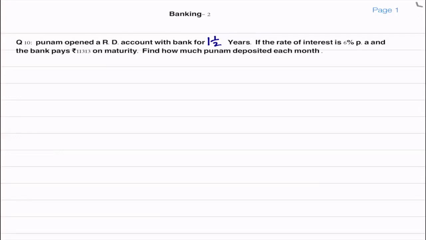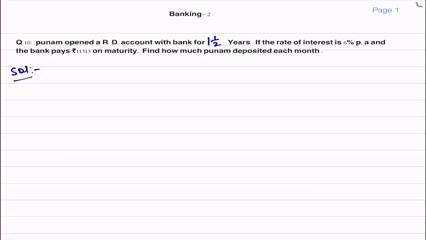Good morning, students. Today we will continue with the same topic, banking, but we will take a different type of questions. Today we will take a question in which the principal is missing. So, see, the question is, Poonam opened a RD account with the bank for 1.5 years. If the rate of interest is 6% per annum and the bank pays rupees 11,313 on maturity, find how much Poonam deposited each month. So, each month deposit is known as principal.